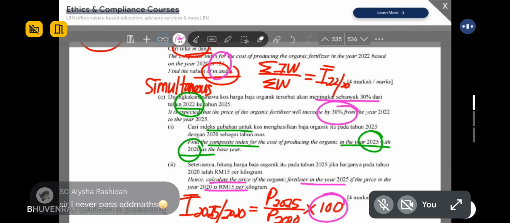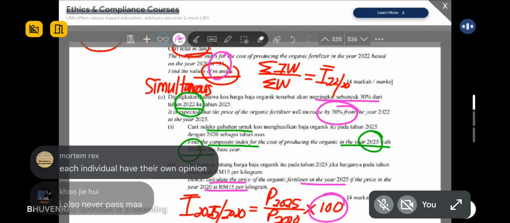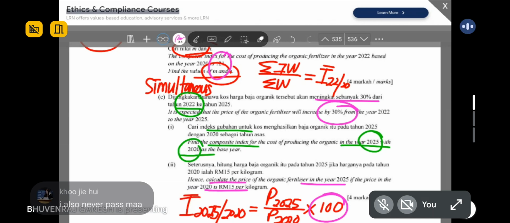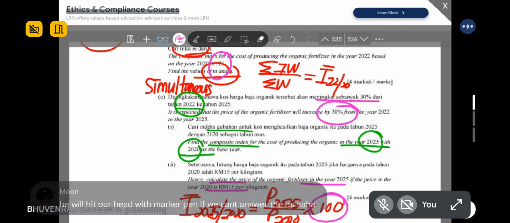I never pass Admaths. Join my class more often. You will see the difference. Trust me. I also never pass maths. Join my class more often. You will see the difference. No problem one. You see.